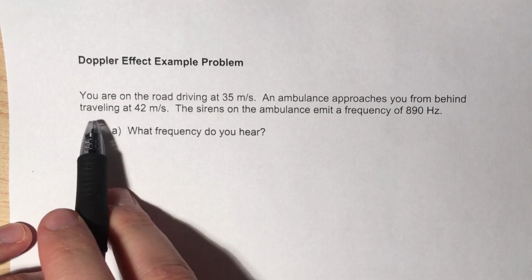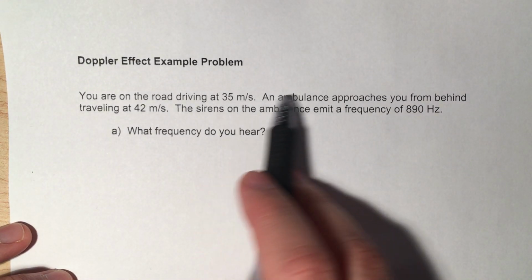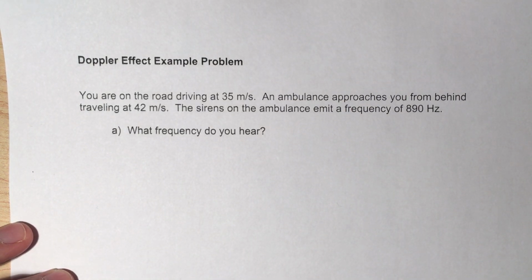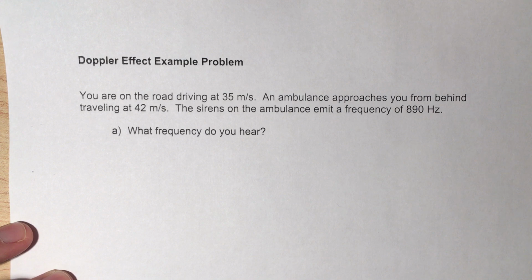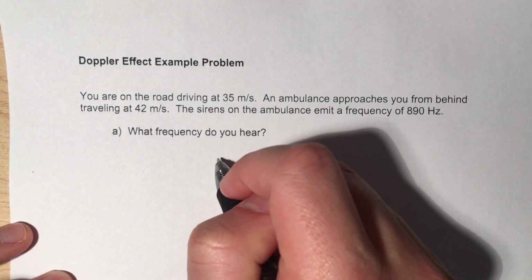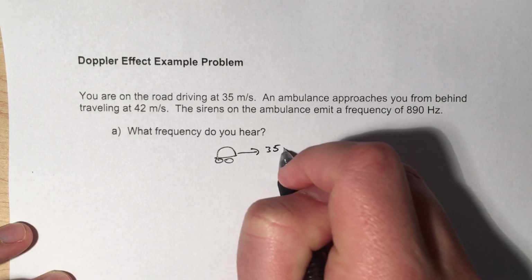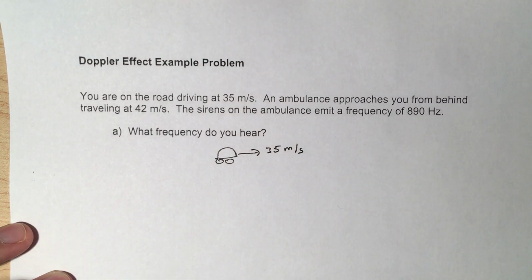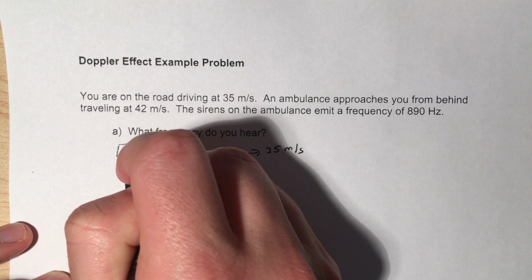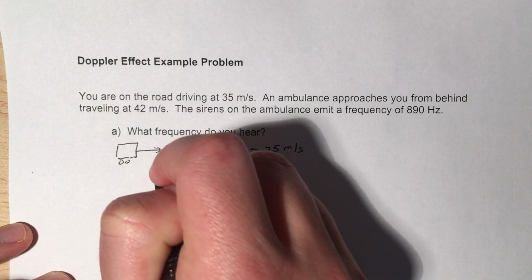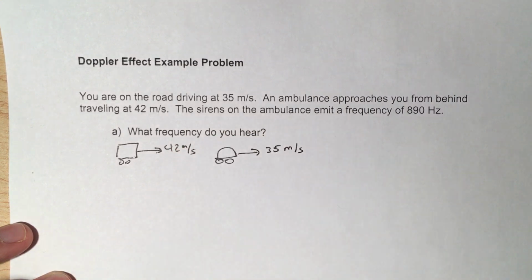So I'm on a road traveling at 35 miles per hour. An ambulance approaches me from behind. Now, I always harp on pictures, but it's really so helpful to draw a picture in this case, right? So it says I'm on a road traveling at 35 miles per hour, so I'm going to draw my car going 35 meters per second. And an ambulance approaches me from behind traveling at 42. So it's going this way, right? It's approaching me, it's coming towards me, but it's behind me.